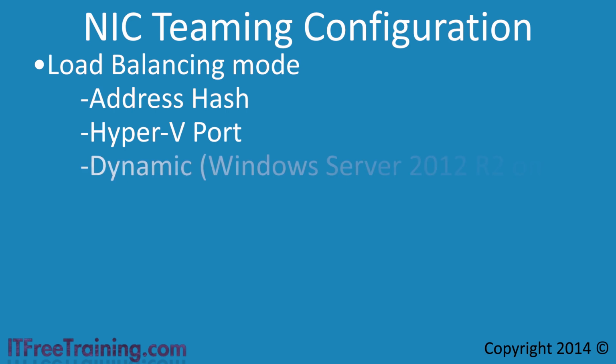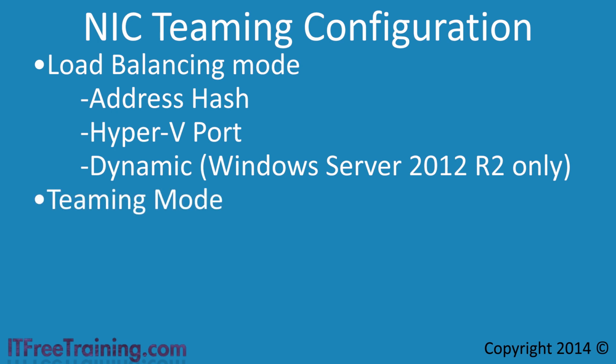The third setting, Dynamic. This is a new setting that was added in Windows Server 2012 R2. This setting combines the features of the previous 2 balancing options and can change network streams from one network card to another as required. The next setting is the teaming mode.